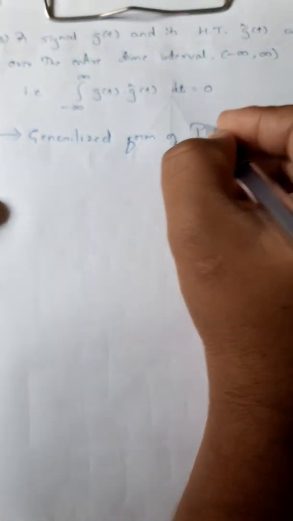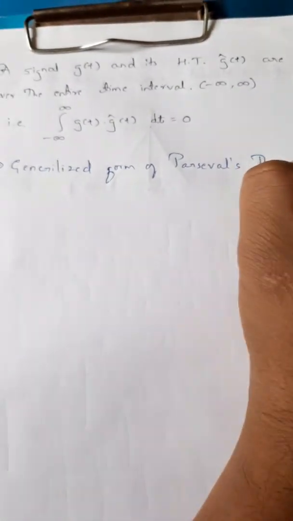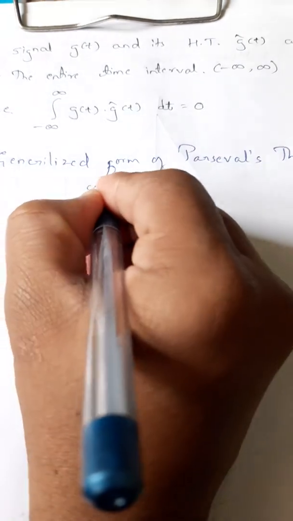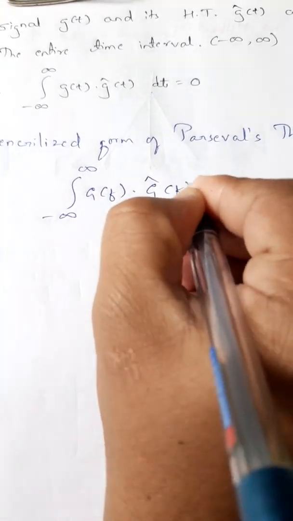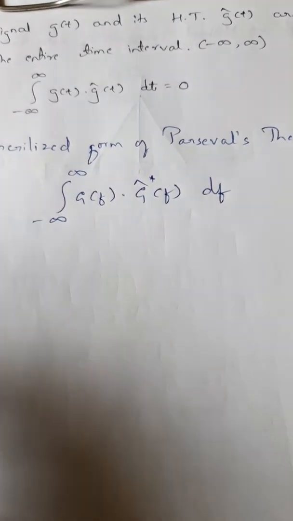So I have to prove this. Let me start the proof. For this, I'm going to take one generalized form of a well-known theorem, Parseval's theorem, which you have already seen in your mathematics. What is that generalized form? It is the integration of g of f into g cap of f conjugate, a signal and a conjugate signal, df. This is the generalized form of Parseval's theorem.